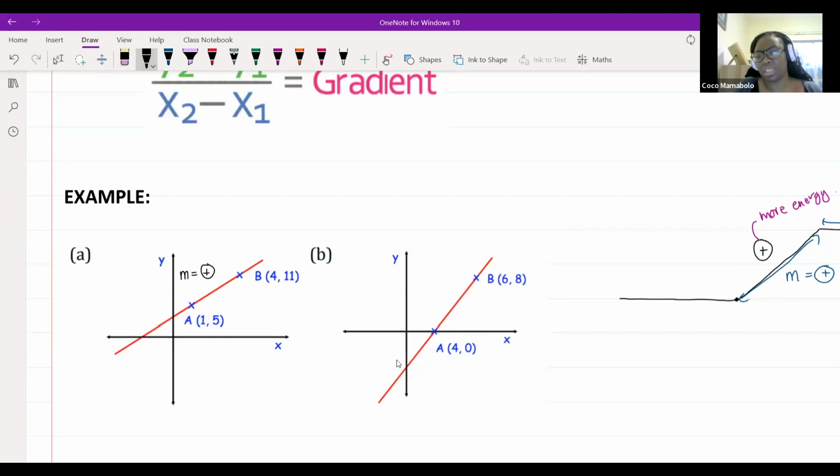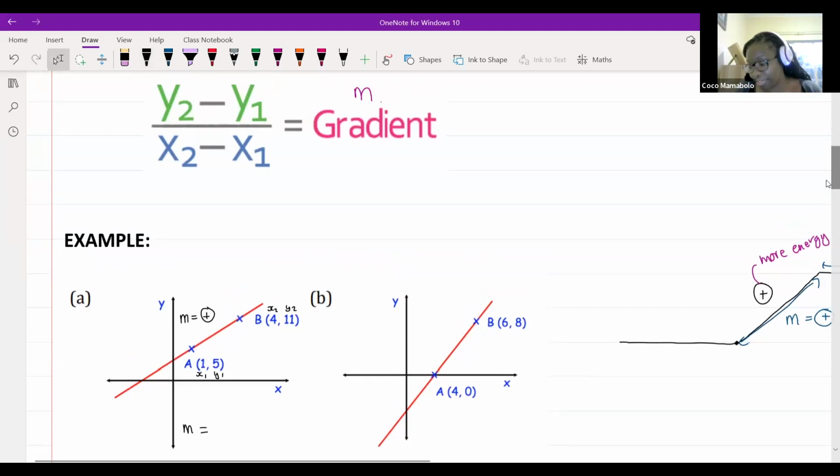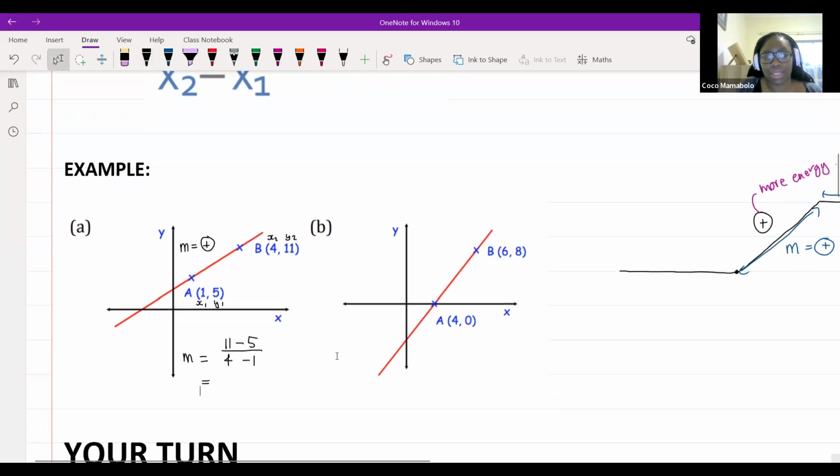We're just going to do exactly what we did in the first one. I'm going to name this part over here x2 and y2, and I'm going to name the coordinates for A, x1 and y1. Then to calculate the gradient, we use the formula: y2 minus y1 over x2 minus x1. So y2, which is 11, minus y1, which is 5, over x2, which is 4, minus 1. 11 minus 5 will give us 6 at the top. 6 divided by 4 minus 1, which is 3, and therefore our gradient for this line is 2.